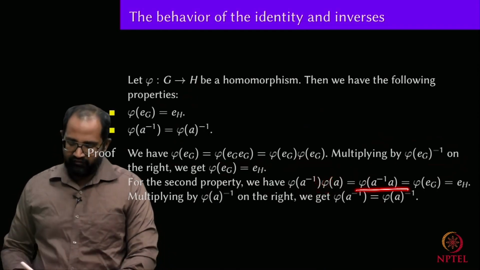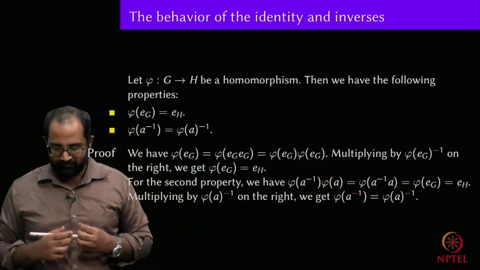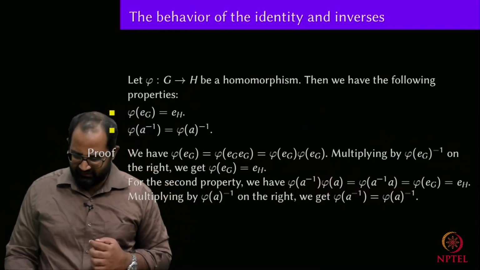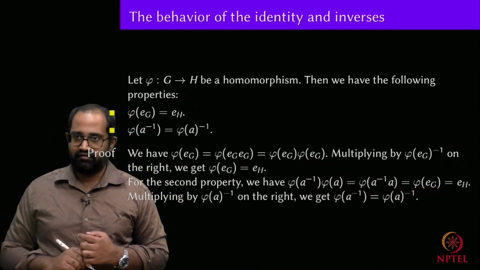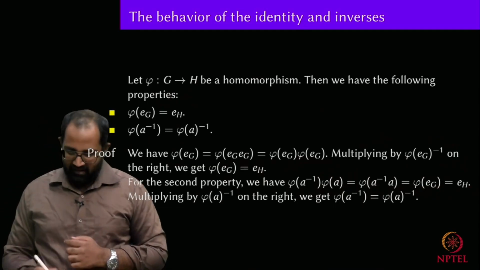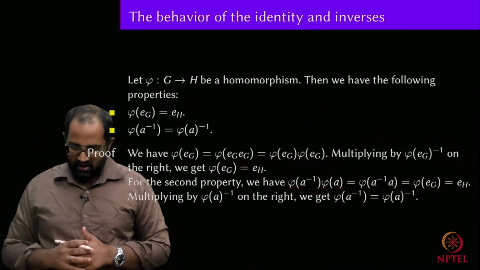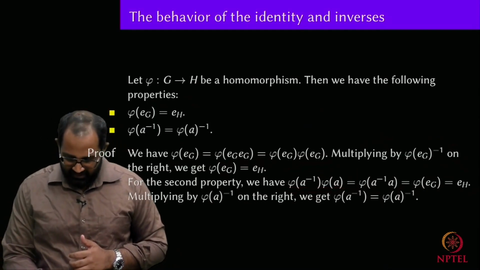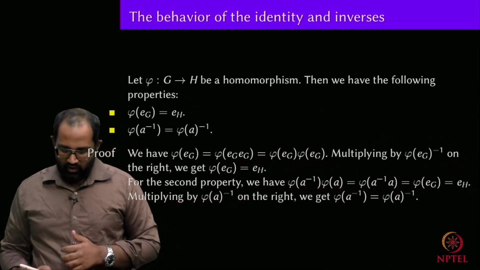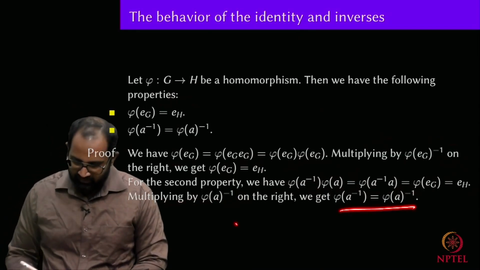You get phi of A inverse A, that is because phi of AB is phi of A times phi of B, and A inverse A is just Eg. So, this is phi of Eg, that means this is Eh. Okay. So, we have phi of A inverse times phi of A equal to Eh. Now, multiplying by phi of A inverse to the right gives you phi of A inverse equals phi of A the whole inverse.